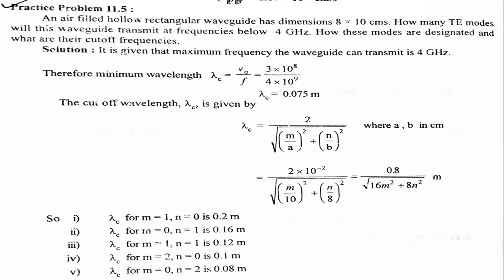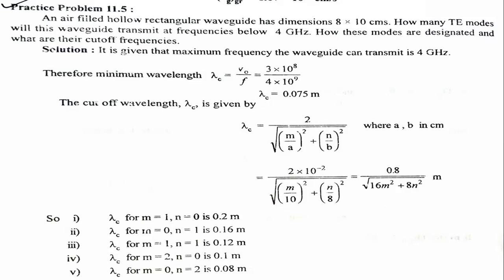So what they mention here is again the rectangular waveguide, and dimensions are 8 and 10 centimeter. How many TE modes will this waveguide transmit at a frequency of 4 gigahertz? TE modes are important here. We need to calculate how these modes are designated and what their cutoff frequencies are. So see how we can simplify this numerical in all the cases.